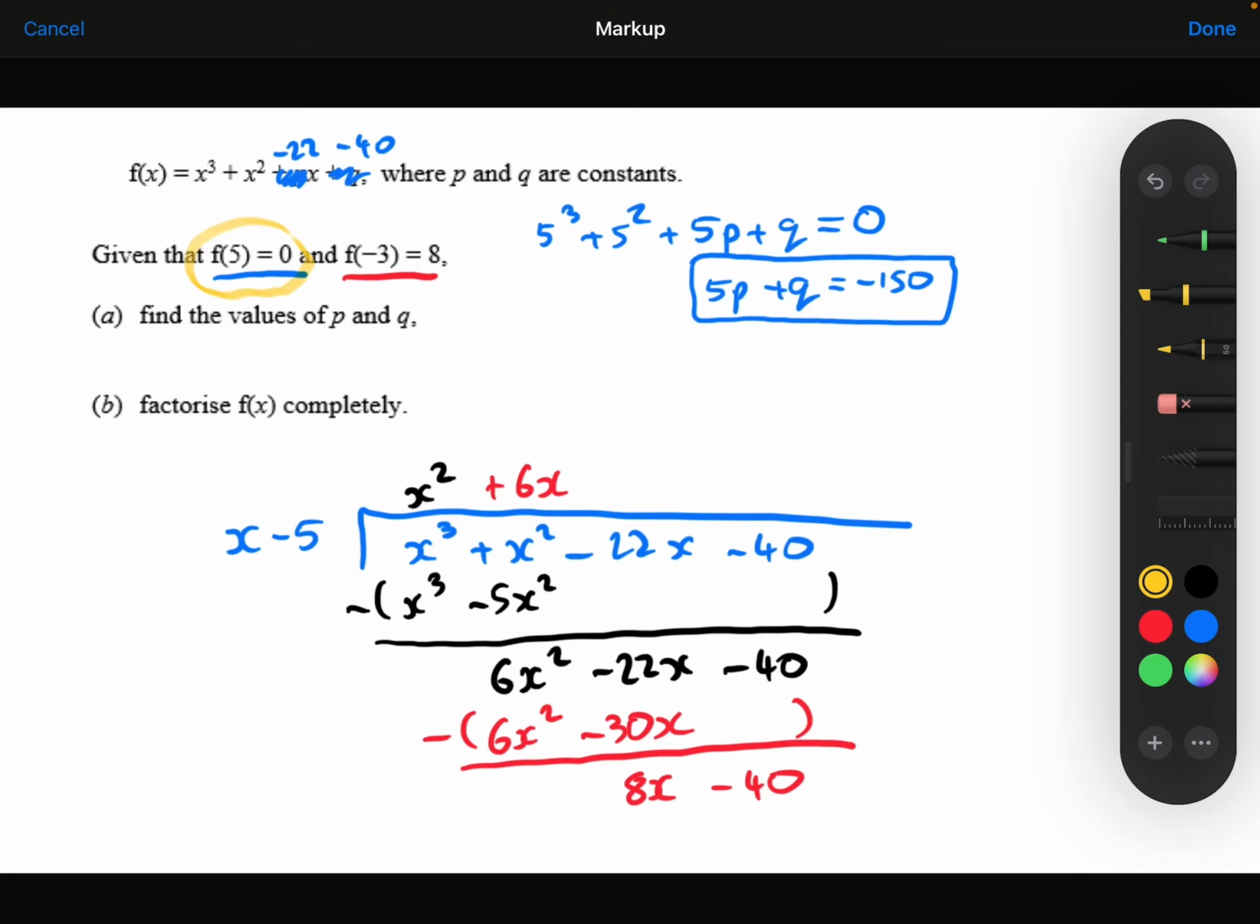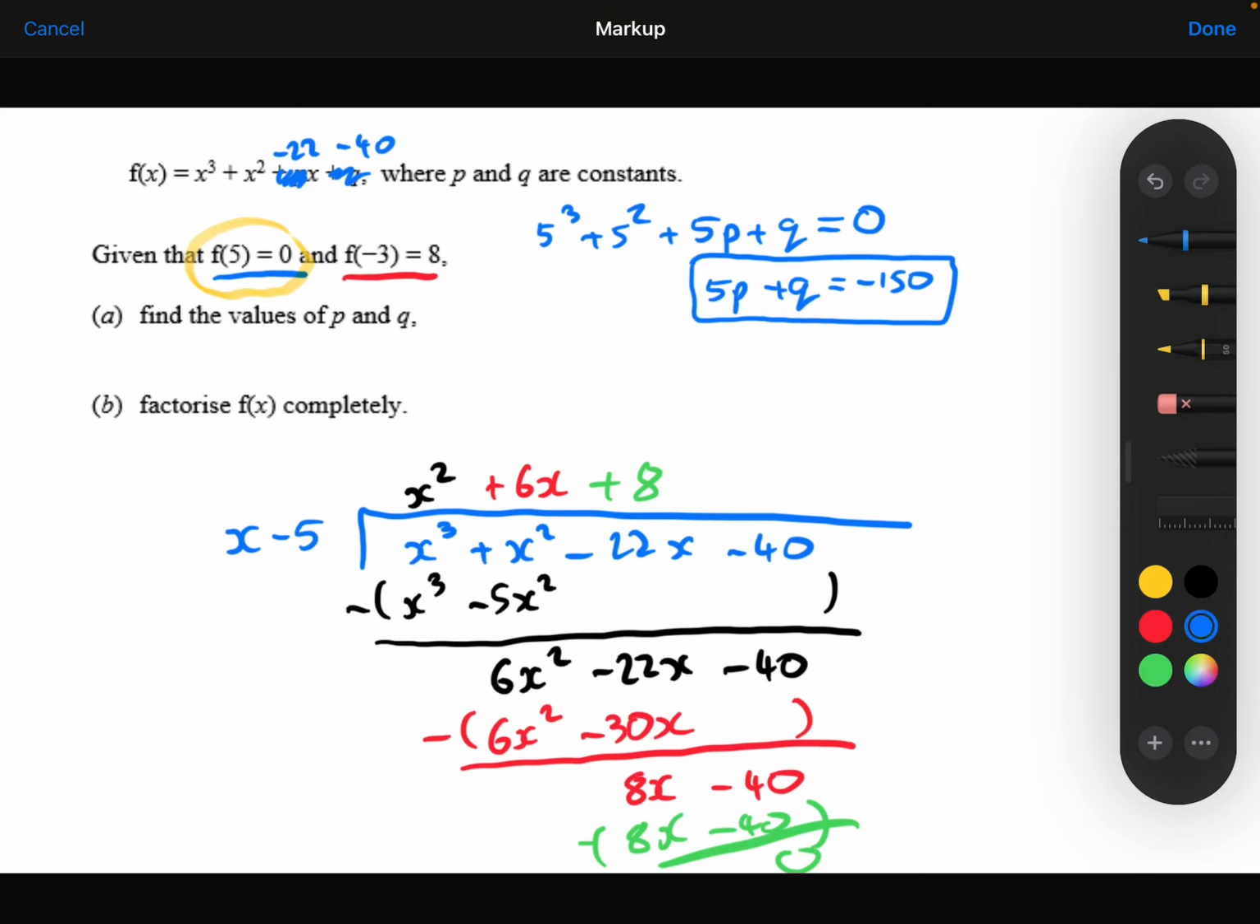And one last time, the x into the 8x goes 8 times. The 8 times the x is 8x. The 8 times the minus 5 is minus 40. Take that away, we do get 0 as we expected.